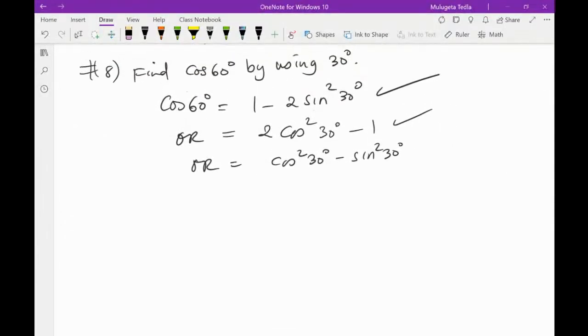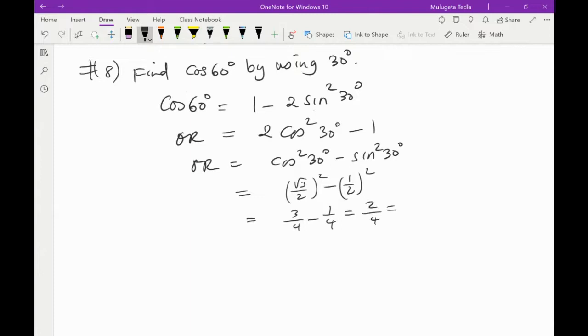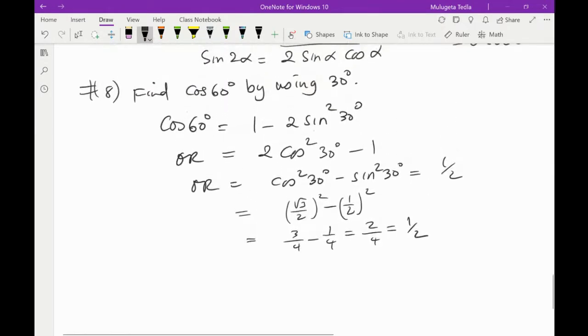Okay, so of course you can always do that. Cos of 30 is root 3 over 2, squared, minus sine 30 is 1/2, squared, which is 3 over 4 minus 1 over 4, which is 2 over 4, which is equal to 1/2. Of course, cos 60 is 1/2, isn't it? And you don't have to follow mine. You can use a calculator. By calculator, you're going to get 1/2 right there. But I think you need only one answer. I use this one. That's the popular one.